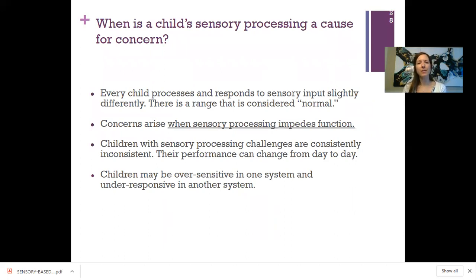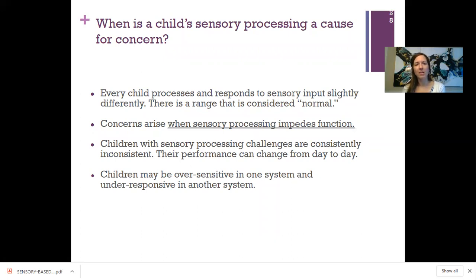So something to know is that with sensory processing, there's quite a range of what we would consider normal. Some kids are just a little bit more sensitive, but it's not a big problem. Some kids are a little undersensitive. There is a range, and even in the adult world, there are very different people. Some people love big loud parties and other people are more introverts and like to cuddle up with a blanket and read a book. But we really have concerns when sensory processing impedes function. Is this child not able to learn? Are they not able to participate in their classroom?